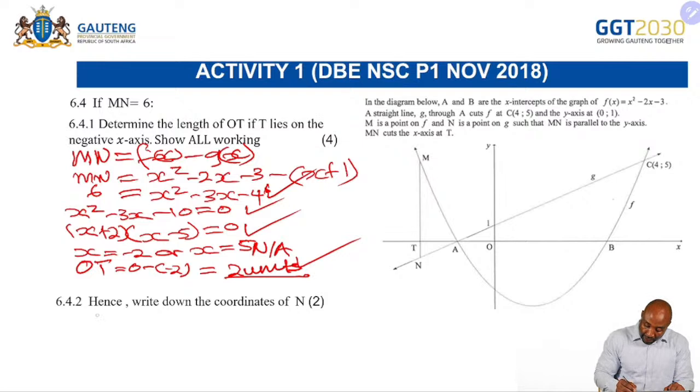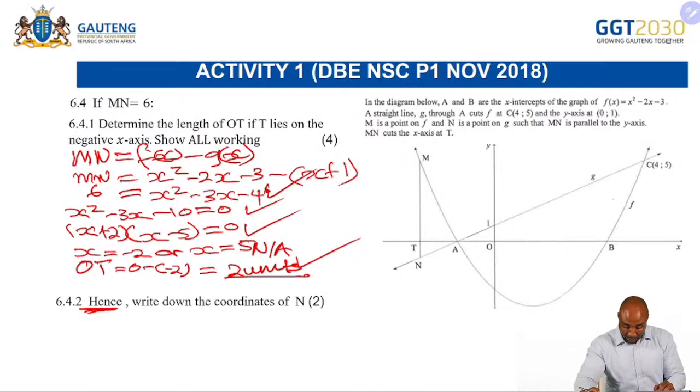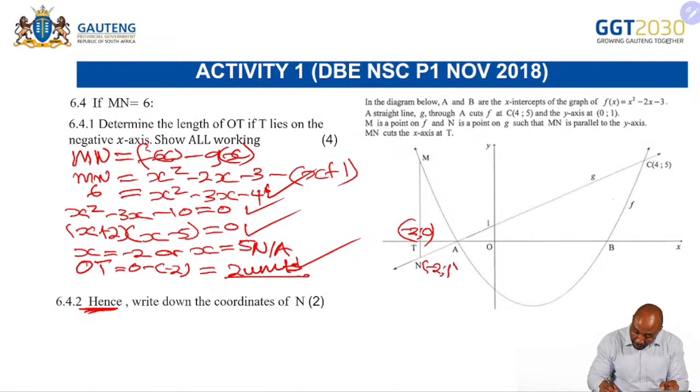The term hence, it's always a connecting word. Hence, from what we have done above, we should be able to answer the next question. We said the x value at T is negative 2, meaning the coordinates here are negative 2 and 0. So it means the coordinates here at N should be negative 2 and something.